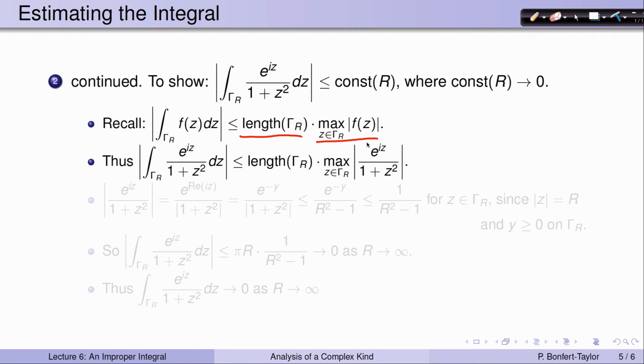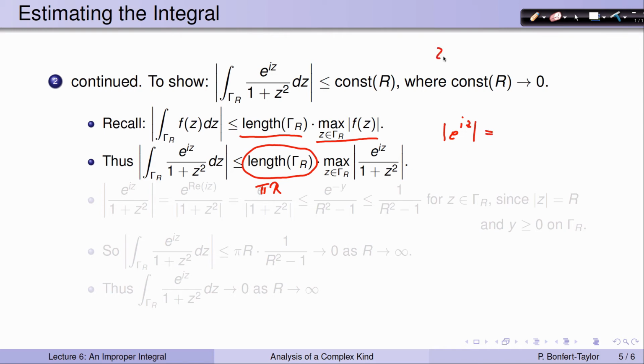So therefore, in our case, the absolute value of the integral over gamma r of the function e to the iz over 1 plus z squared is bounded above by the length of the curve gamma r, and that's pretty easy to find. The length of the curve gamma r, it's a semicircle of radius r, so it's pi r, times the maximum of e to the iz over 1 plus z squared. So how do I estimate that? First, I need to look at the absolute value of e to the iz.